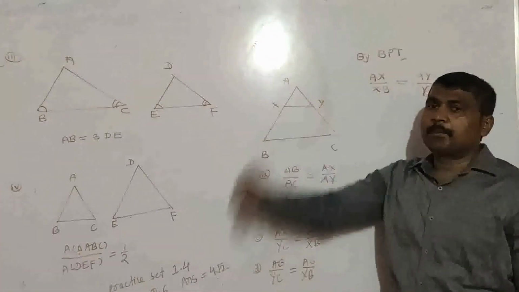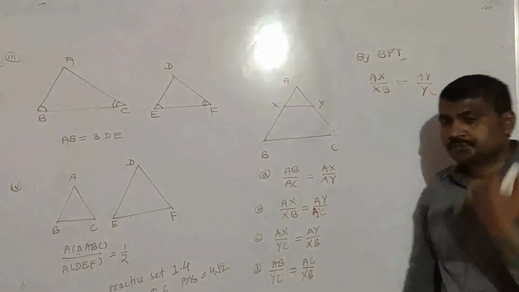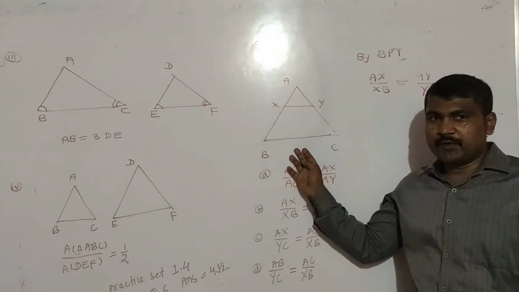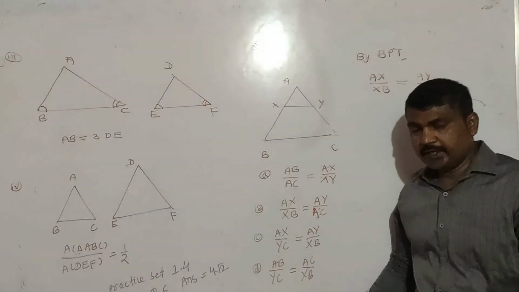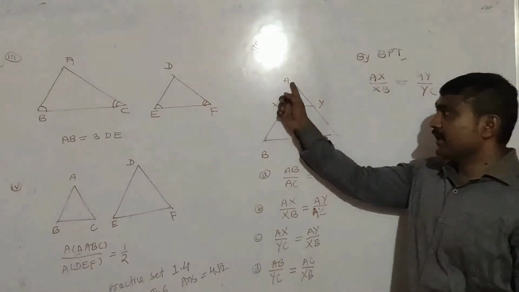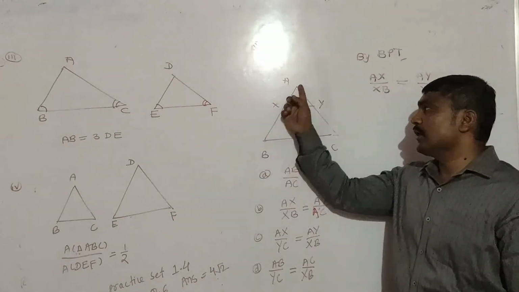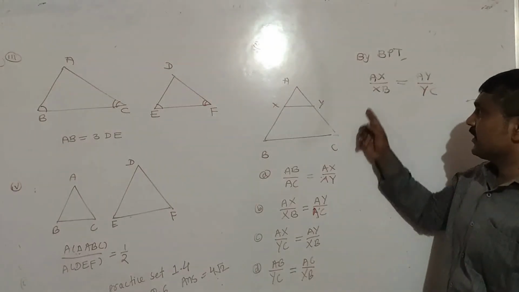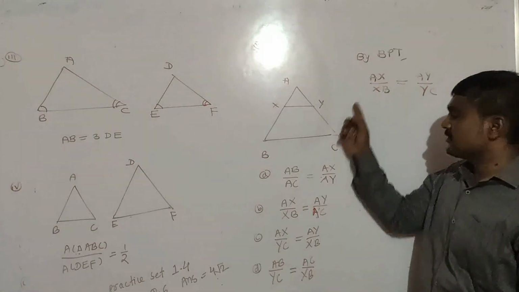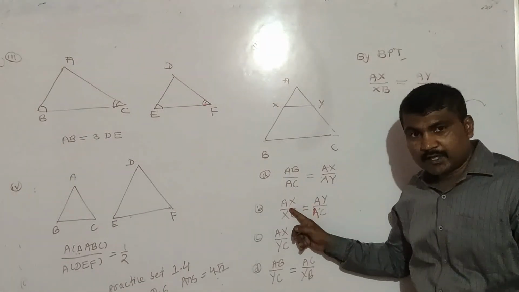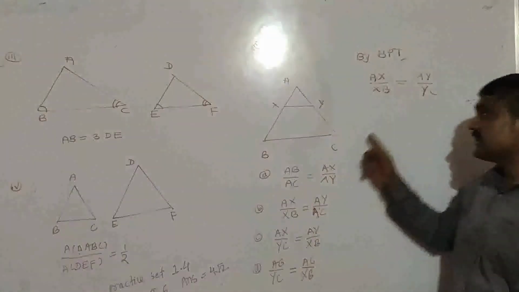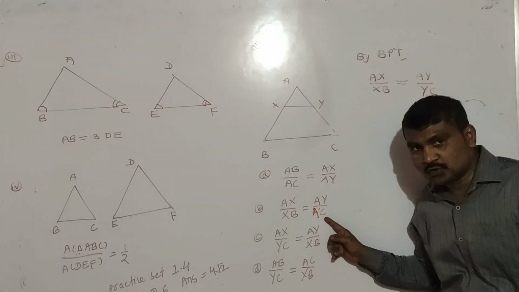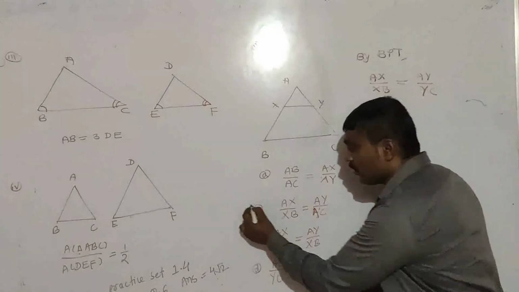Now see question number 5. Interesting question. In this question, XY is parallel to BC, and we have to check which option is correct. By BPT, we can write AX upon XB is equal to AY upon YC. Check which option is correct. Is AX upon XB given? Yes, here. AX upon XB is given. So what is its RHS? RHS is AY upon YC, but AY upon AC is given there. So option B is not correct.